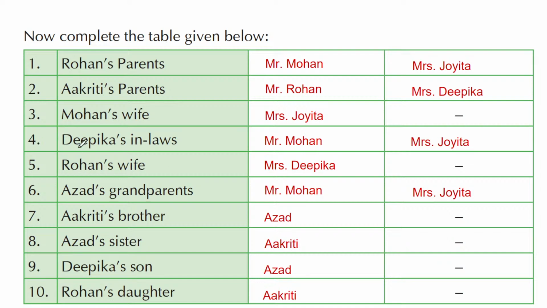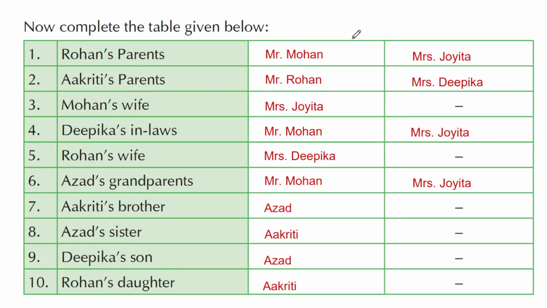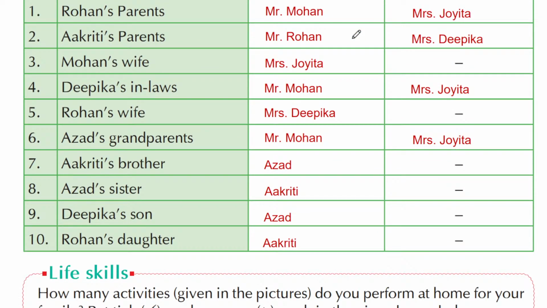You have to write down the names of Rohan's parents. So what should be the answer? Mr. Mohan and Mrs. Joita. As their family name is not given, we will write Mr. Mohan, Mrs. Joita. You have to write down the names of Akriti's parents. So it is Mr. Rohan, Mrs. Deepika. The name of Mohan's wife is Mrs. Joita. Deepika's in-laws: it is Mr. Mohan and Mrs. Joita. Now you have to write down the name of Rohan's wife. It is Mrs. Deepika.